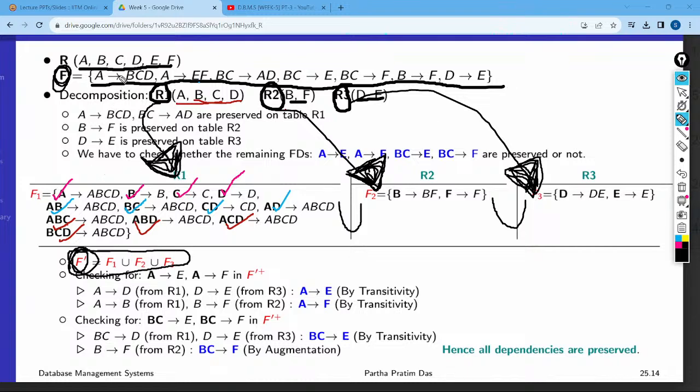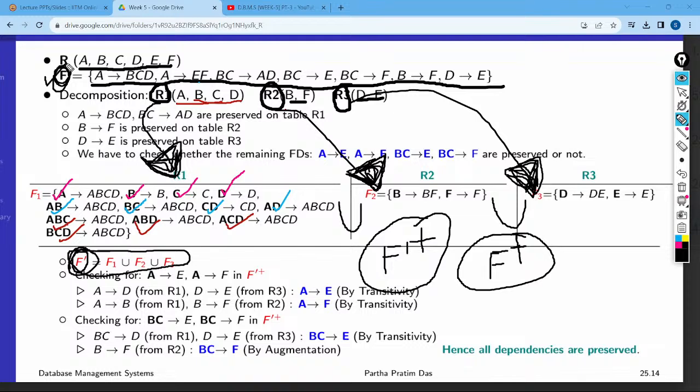What we need to check is whether the closure set of F dash contains the closure set of the initial F, right? Does F dash plus contain all the elements present in F plus? F dash and F individually are different. So we check: is A to D present or not? Is it present? Yes, it is present. Now A to B.